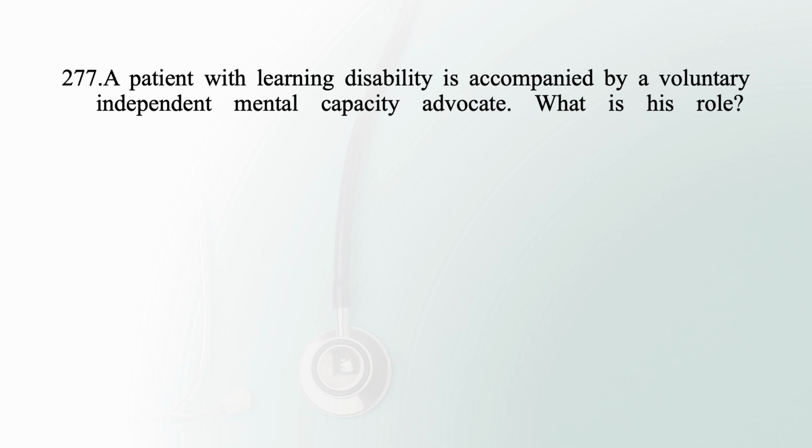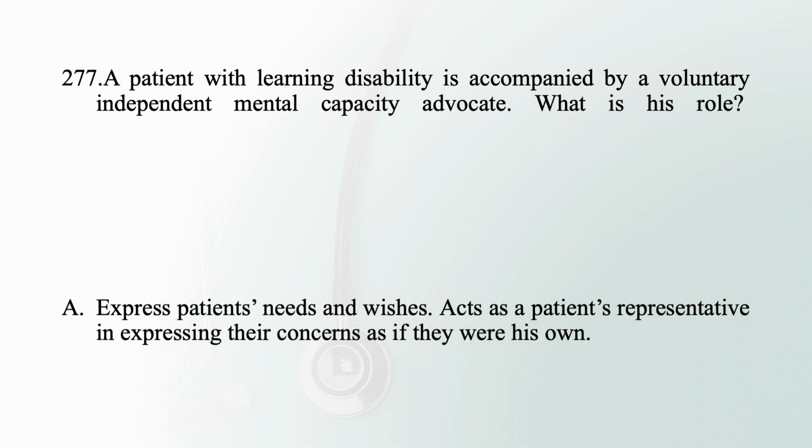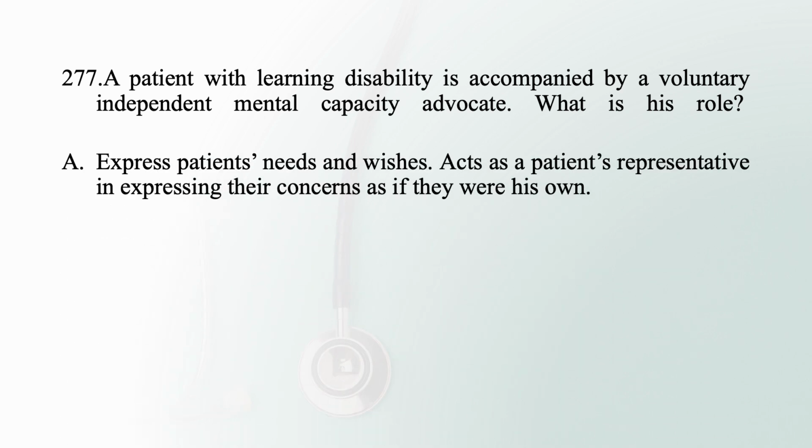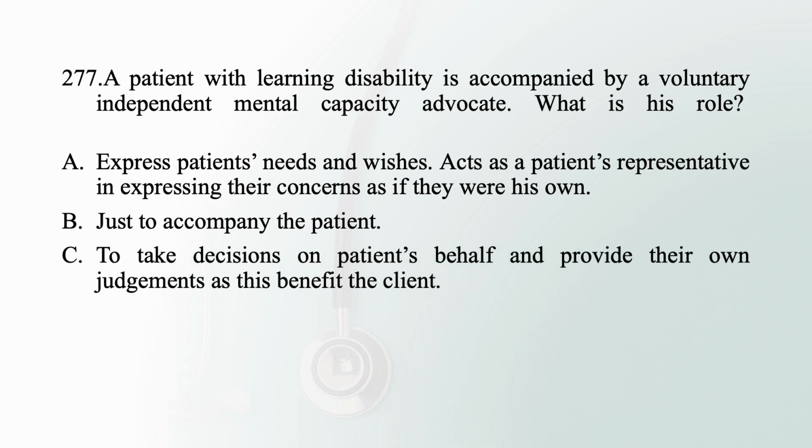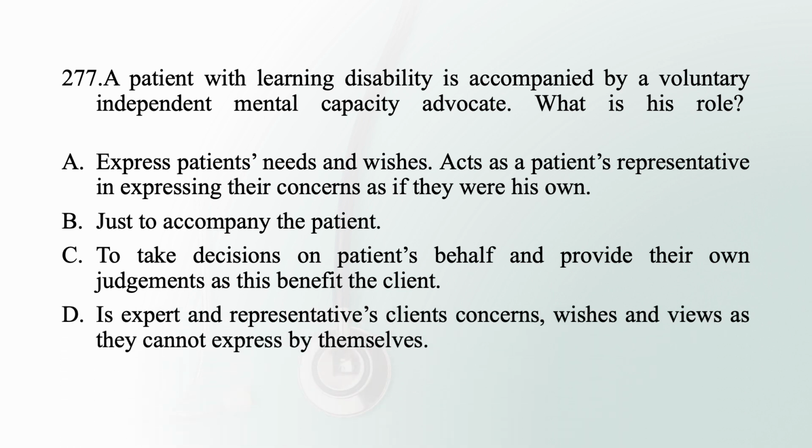Question number 277. A patient with learning disability is accompanied by a voluntary independent mental capacity advocate. What is his role? Option A: express patient's needs and wishes. Acts as a patient's representative in expressing their concerns as if they were his own. Option B: just to accompany the patient. Option C: to take decisions on patient's behalf and provide their own judgments as this benefit the client. Option D: is expert and represents client's concerns, wishes and views as they cannot express by themselves.